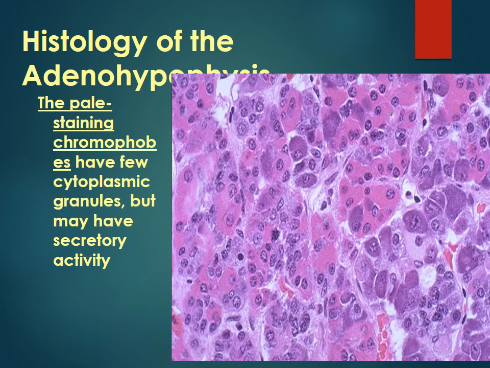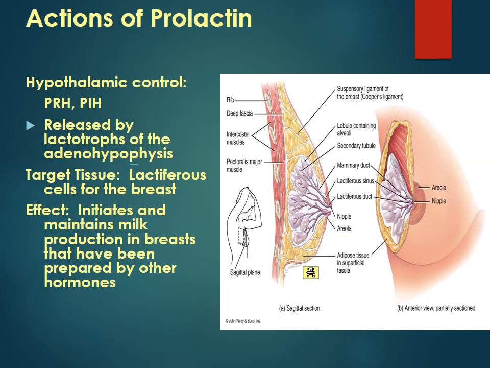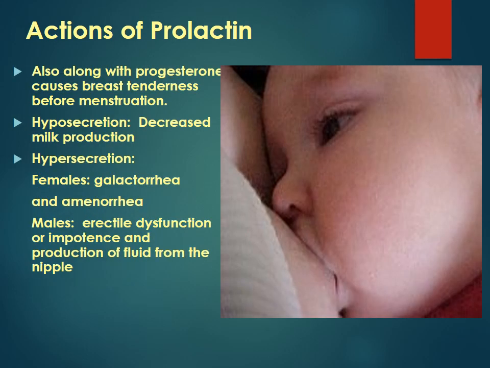The pale staining chromophobes have few cytoplasmic granules but may have secretory activity. Hypothalamic control, PRH, PIH, released by lactotrophs of the adenohypophysis. Target tissue, lactiferous cells of the breast. The effect initiates and maintains milk production in breasts that have been prepared by other hormones.